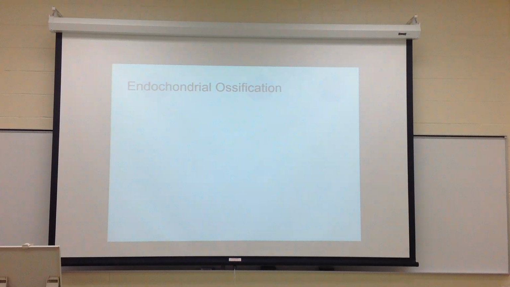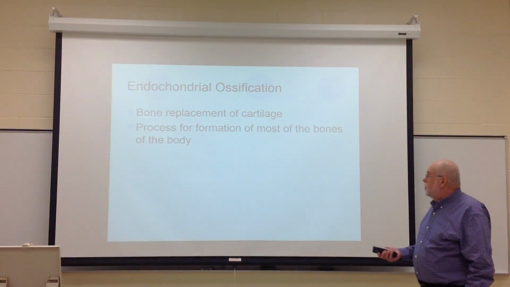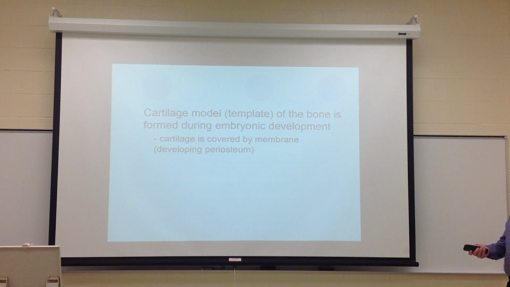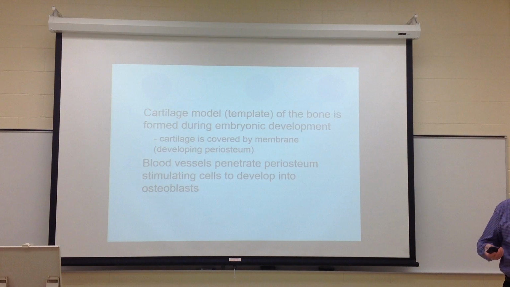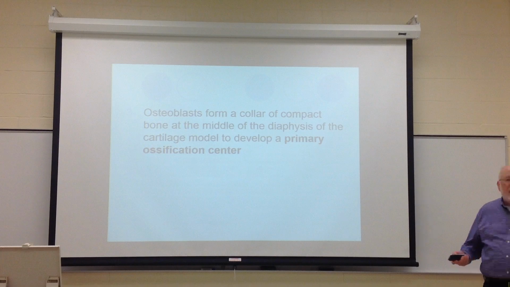All right, now let's see here. All right, and we said, this simply means the bone replacing cartilage is what it means. And so we have the cartilaginous model, and then the blood vessels penetrate the developing periosteum, and we start to get the osteoblast forming the primary ossification center.